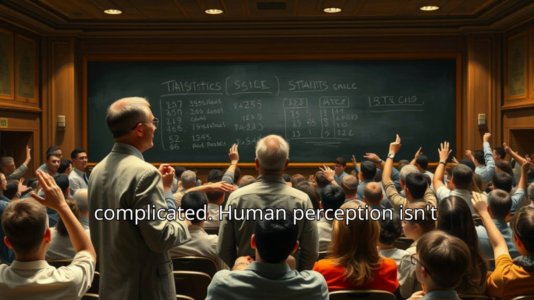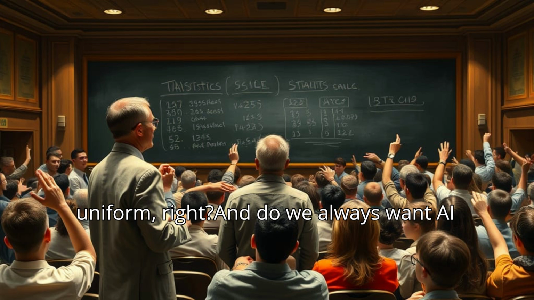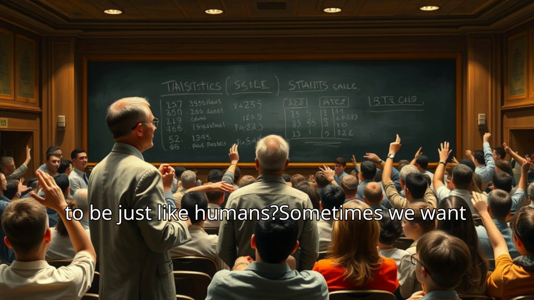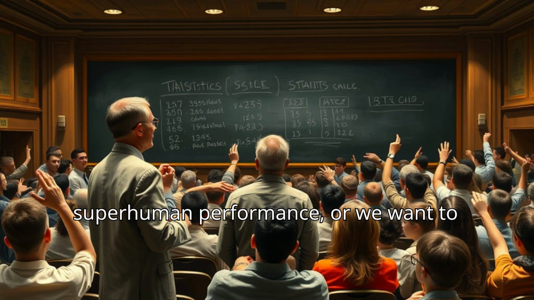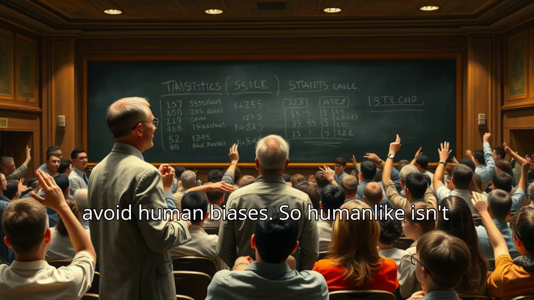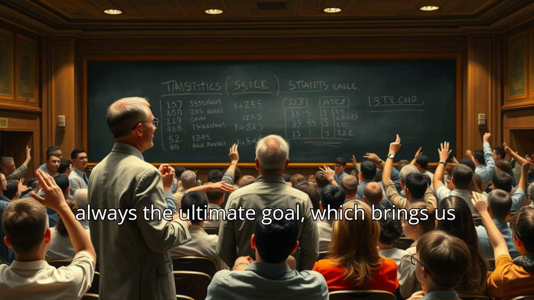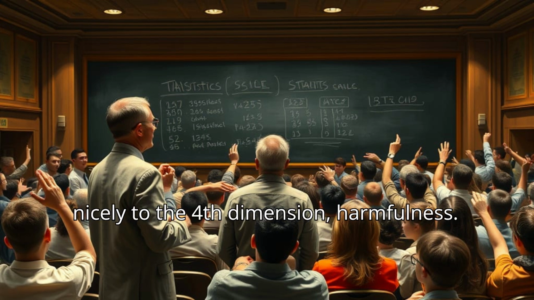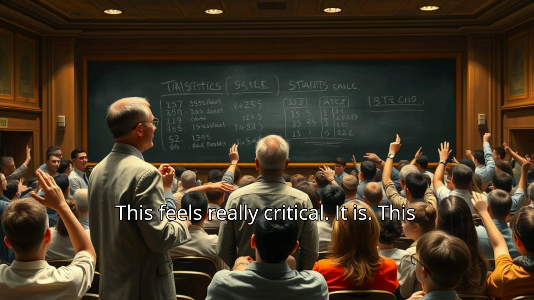But again, it's complicated. Human perception isn't uniform. Right. And do we always want AI to be just like humans? Sometimes we want superhuman performance, or we want to avoid human biases. So human-like isn't always the ultimate goal. Which brings us nicely to the fourth dimension. Harmfulness. This feels really critical.